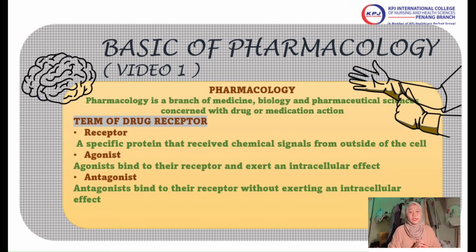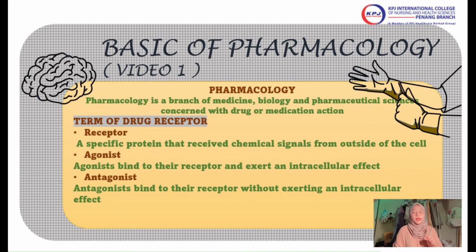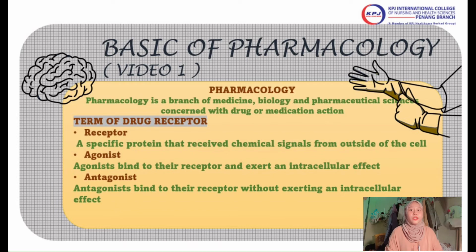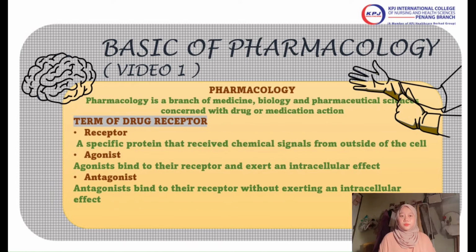In pharmacology, we have the term drug receptor, which contains receptor, agonist, and antagonist. Receptor is a specific protein that receives chemical signals from outside of the cell membrane, such as those that bind with substances such as hormones, antigens, drugs, or neurotransmitters.